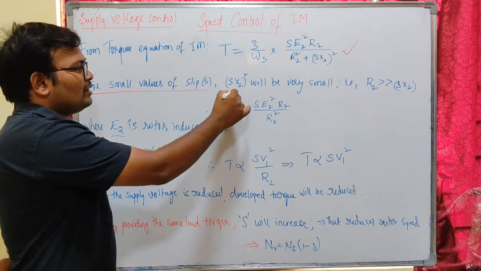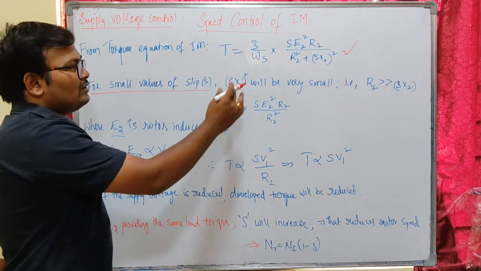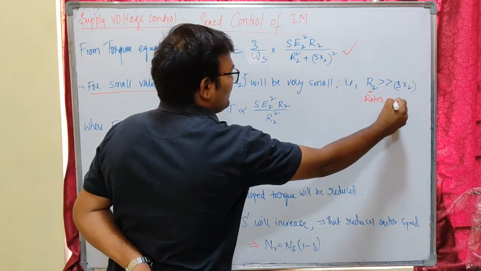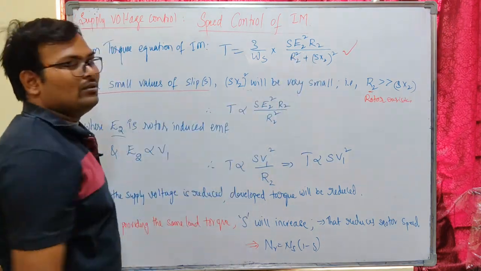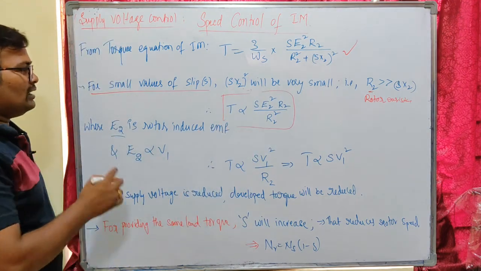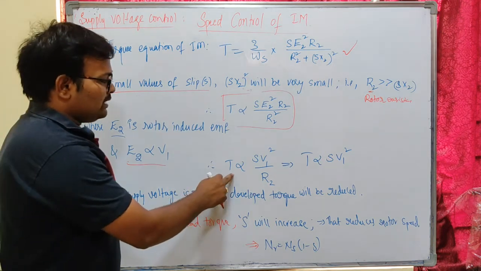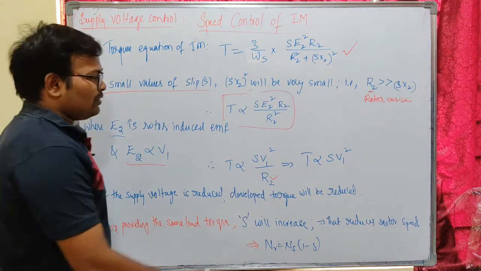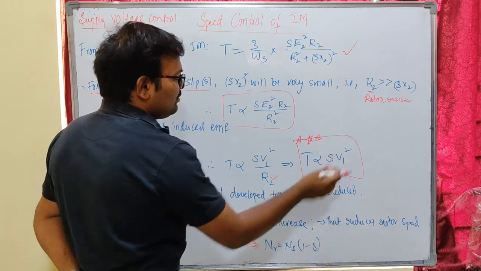Slip times X2, let us say 0.02 into something, and the whole square, this value will be very small compared to the value of resistance R2. So the rotor resistance R2 is more compared to the (S X2) square value. So I am going to neglect this S X2 term, and this will be the new torque expression. Now E2, the rotor induced EMF, is proportional to our supply voltage V1. So torque T is proportional to S V1 square over R2, and our resistance is constant. So torque is proportional to S times V1 square. This is important: the torque of the induction motor is proportional to slip times supply voltage square.